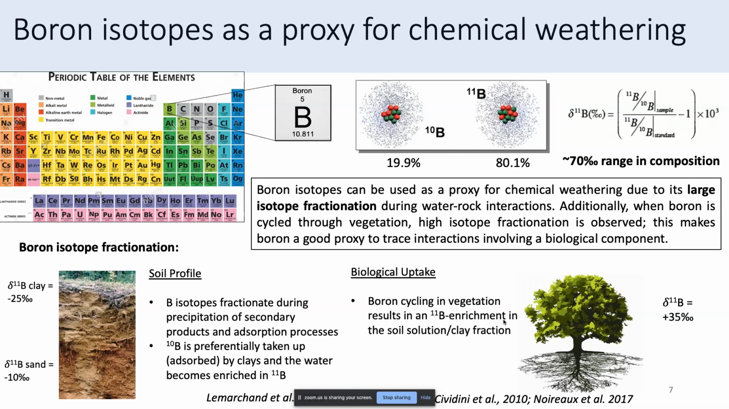So if soil is forming underneath that tree, it preferentially gets enriched in the other isotope, in 11. So it gives it a very positive signature, for instance, like +35 per mil, which is really different than, for instance, -25 in soil profiles. So it's this large isotope fractionation that makes it a really interesting element, because it has a lot of capability to give you information about what's going on.